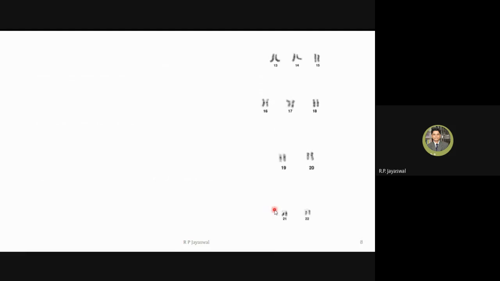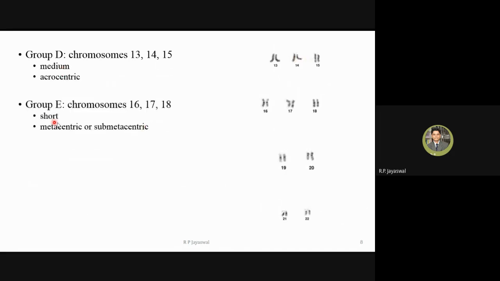Now group D has 3 chromosomes, 13, 14, 15. These are medium size chromosomes, and basically acrocentric. Whereas group E also has 3 chromosomes, 16, 17, 18. These are short chromosomes, and can be metacentric or submetacentric. And group F has 2 chromosomes, 19 and 20. These are short chromosomes, and also metacentric.